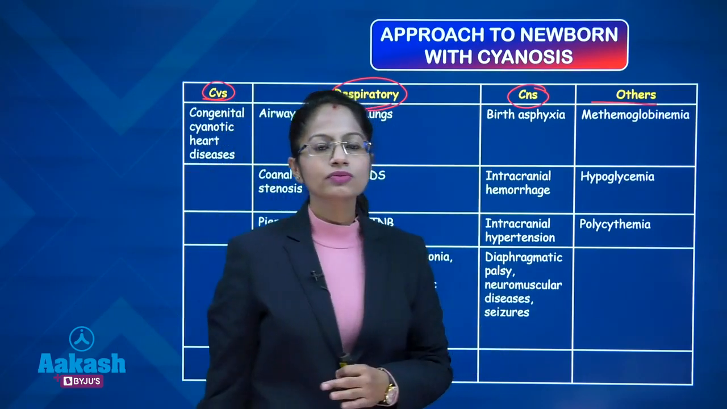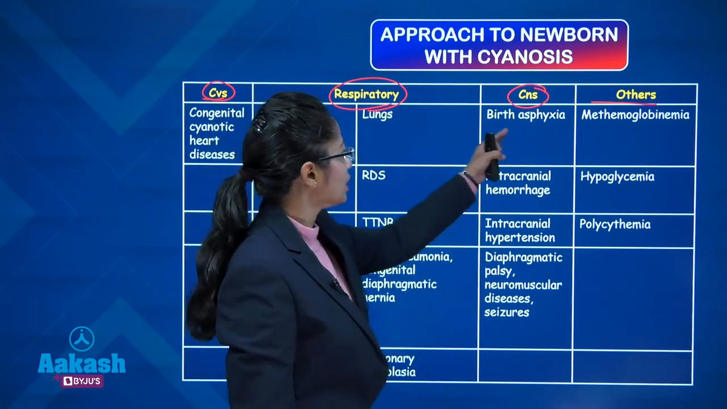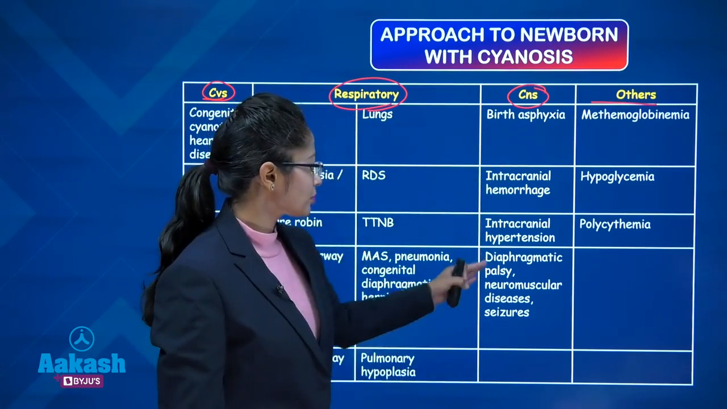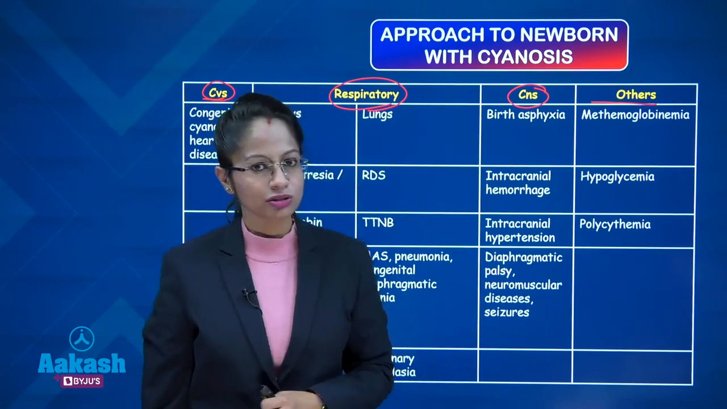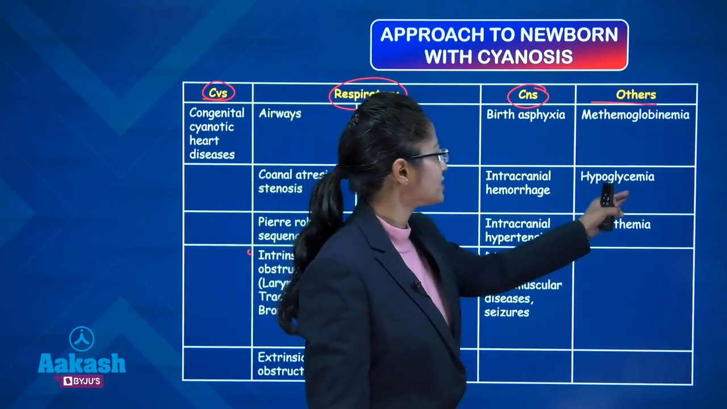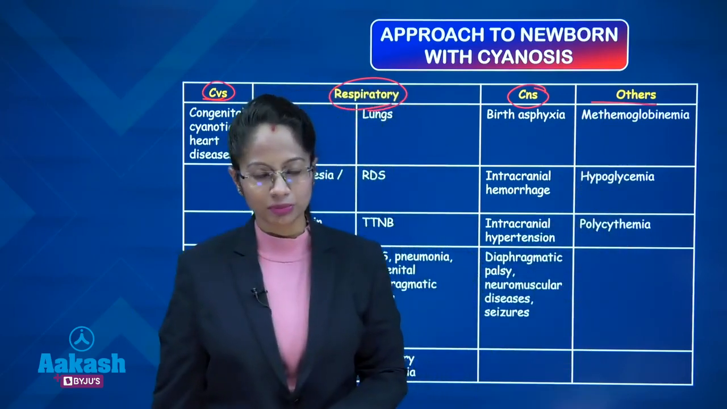The central nervous system causes behind the cyanosis can be birth asphyxia, intracranial hemorrhage, intracranial hypertension, diaphragmatic palsy, neuromuscular disease or seizures. In the miscellaneous causes, we have to think of hypoglycemia, polycythemia or methemoglobinemia.